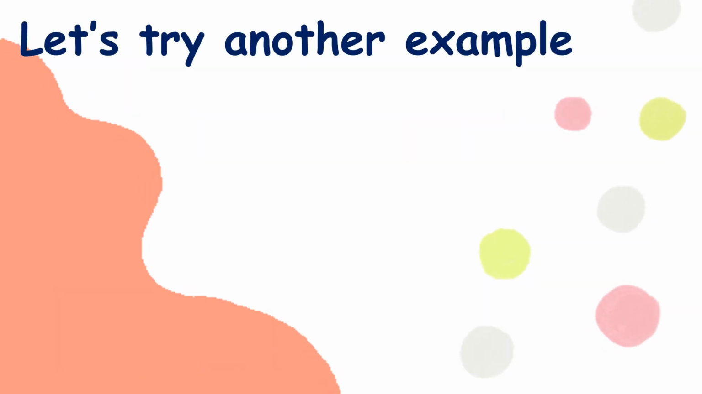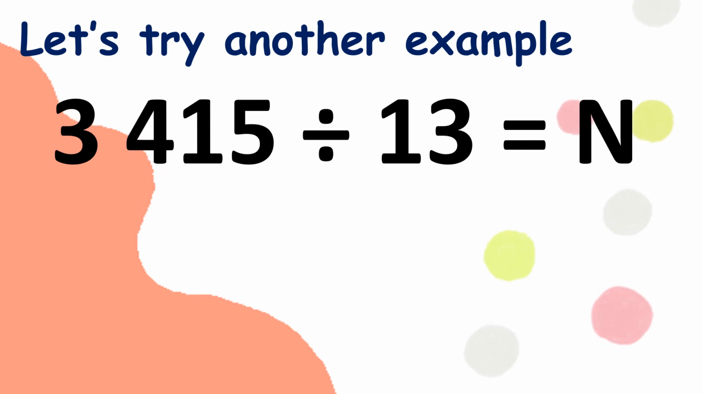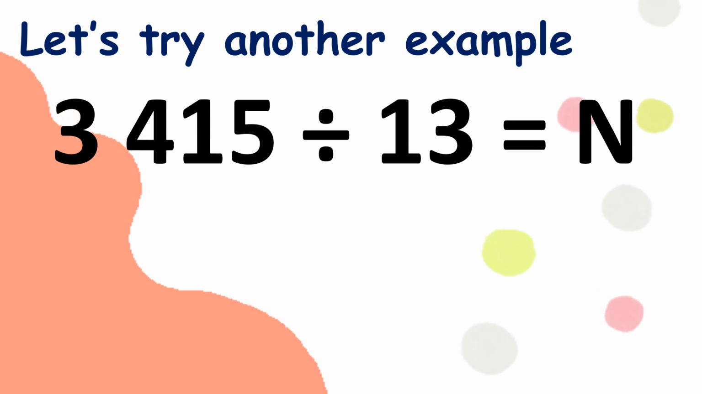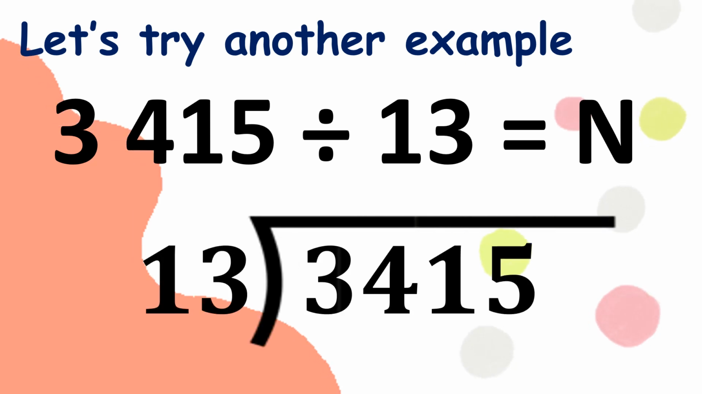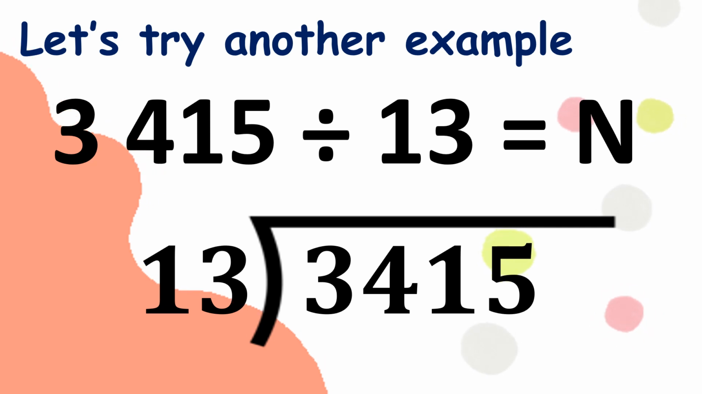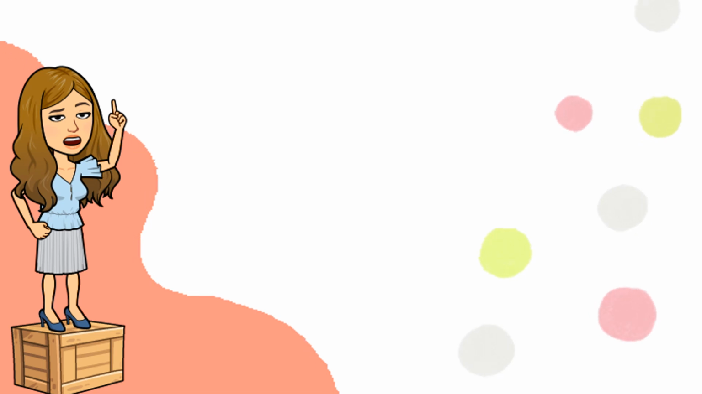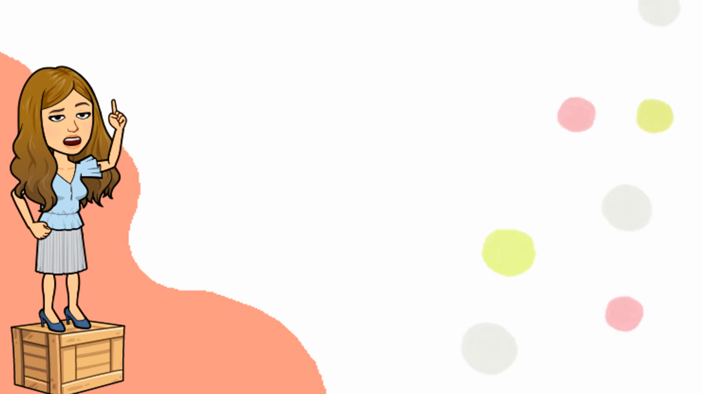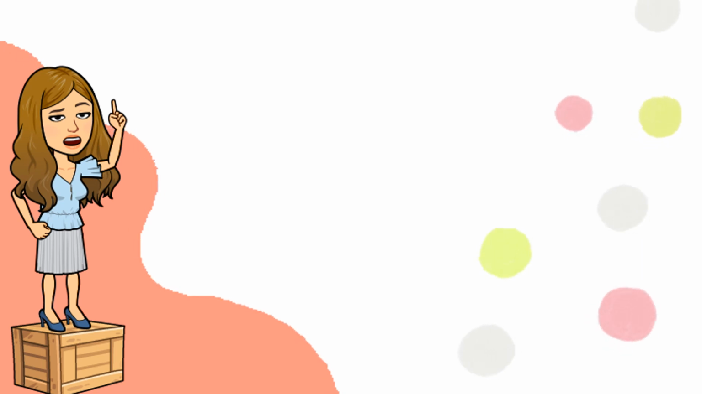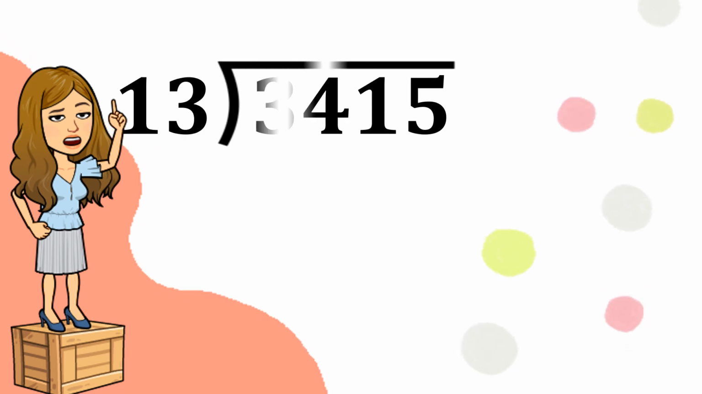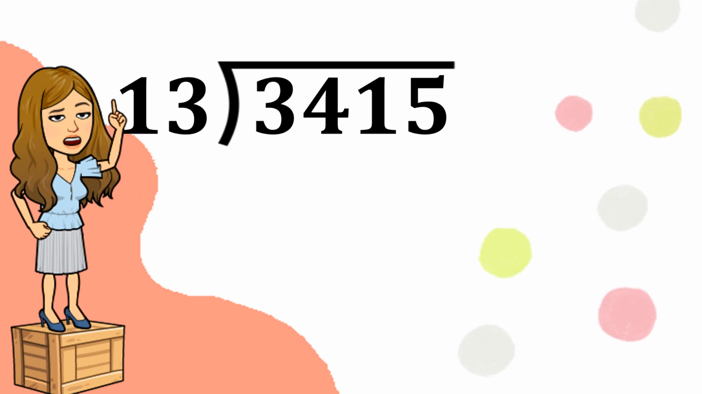Let us try another example. We have 3,415 divided by 13 is equal to n. We can write 3,415 as our dividend and 13 is our divisor. So we have to write the dividend 3,415 inside the division symbol. And outside the division symbol is 13, our divisor. So list down the table of 13. So we have the table of 13 on our side.